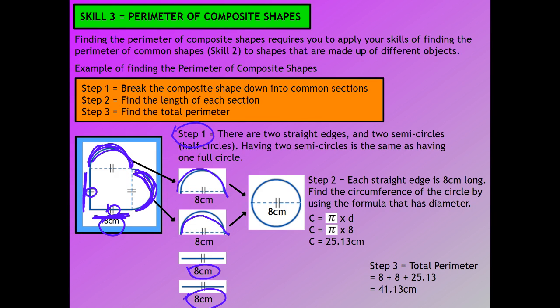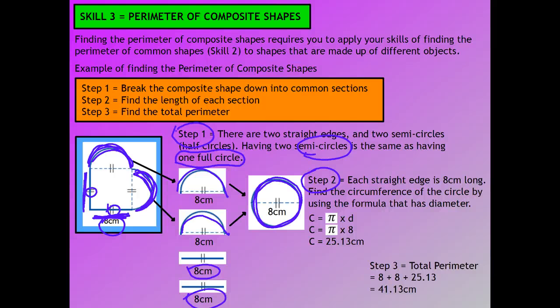If we combine 2 semicircles, we've got the same as having 1 full circle. So we're going to pretend that these 2 semicircles are just 1 full circle. So we've broken our shape up into 4 sections. Step 2, find each straight edge, all right? The length of each straight edge is 8 centimeters, as we spoke about before.